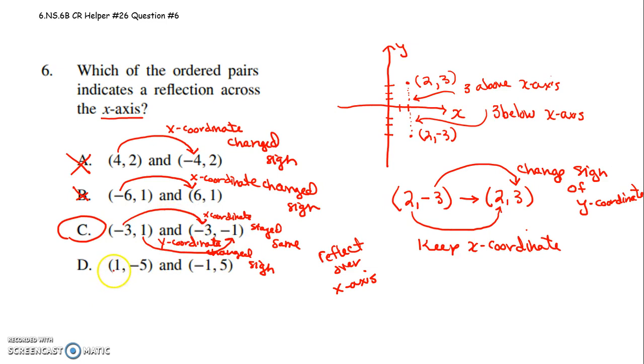Last one didn't work because the x-coordinate changed sign. The y-coordinate also changed sign on that one. All right, it's letter C. To reflect over the x-axis, keep the x-coordinate the same. That first coordinate remains the same. Second coordinate, the y-coordinate changes sign. Hope that helps.